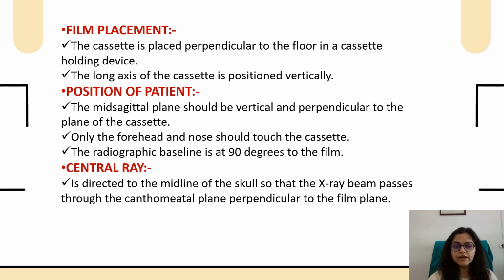Only the forehead and the nose of the patient should touch the cassette, and the radiographic baseline is at 90 degrees to the film. Then the central ray should be directed to the midline of the skull so that the X-ray beam passes through the canthomeatal plane perpendicular to the film plane.